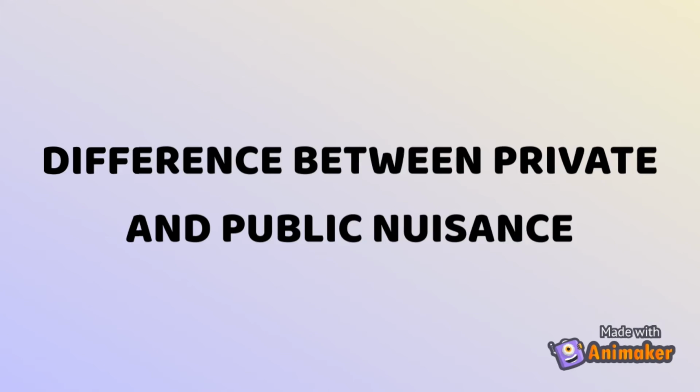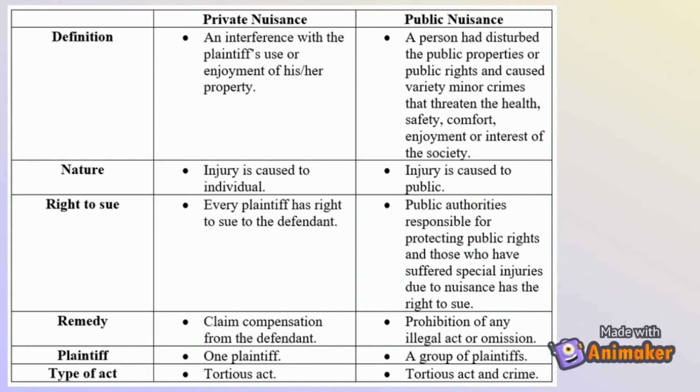Here are the differences between private and public nuisance. First is definition. Private nuisance is an interference with the plaintiff's use or enjoyment of his or her property, while public nuisance is when a person has disrupted public properties or public rights and caused a variety of minor crimes that threaten the health, safety, comfort, enjoyment, or interest of society. Next, nature. Private nuisance: injury is caused to an individual. Public nuisance: injury is caused to the public.